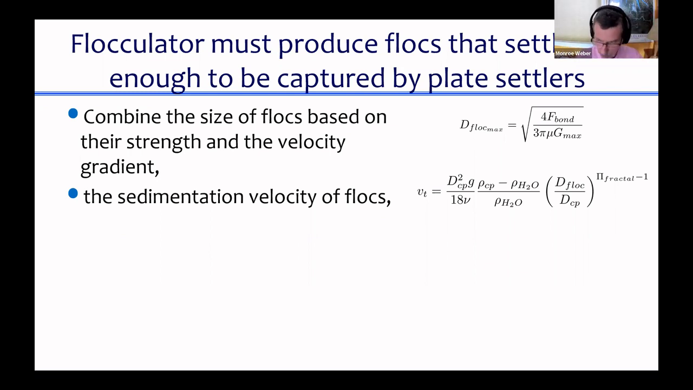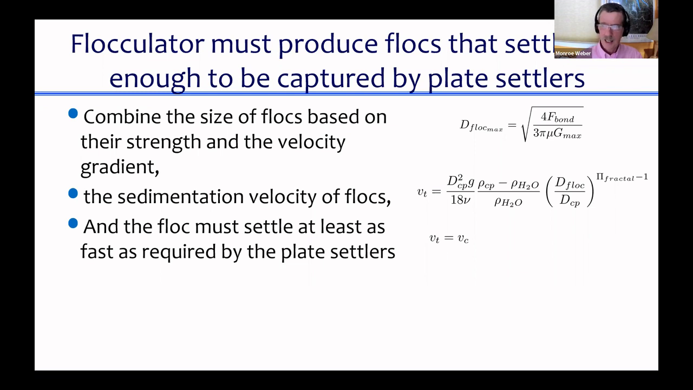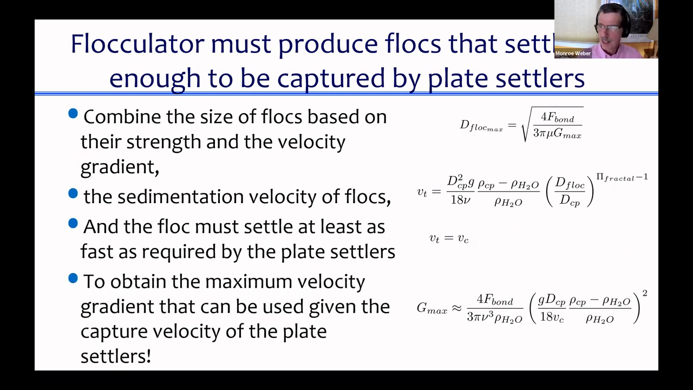We can just put those two equations together, and we make this additional assumption that the capture velocity is a property of the plate settler. It's how fast a particle has to fall in order to be reliably captured by the plate settler. That's the capture velocity. So we'll set the terminal velocity of the floc equal to the capture velocity of our plate settlers.